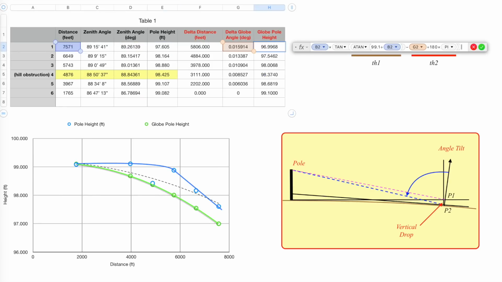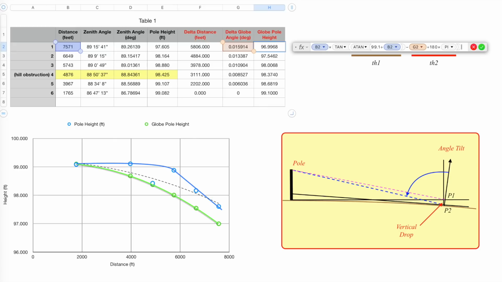So I've added the columns in red with the globe calculations. This is a busy chart. It takes some time digesting it, but I'm showing the equation for the globe pole height that I plotted with the green line, okay? Now that's missing a term, a theta 3 adjustment due to the vertical drop. I left that off because it makes it too complicated to follow.